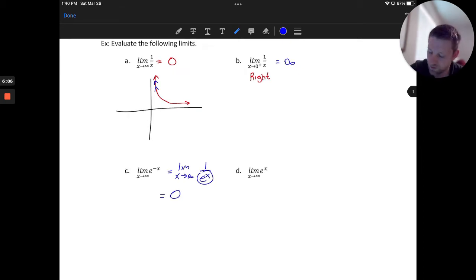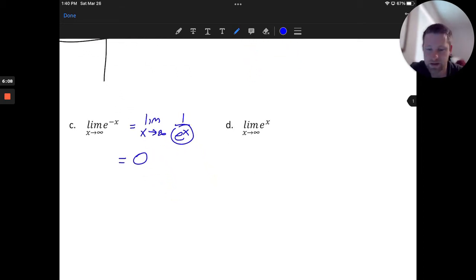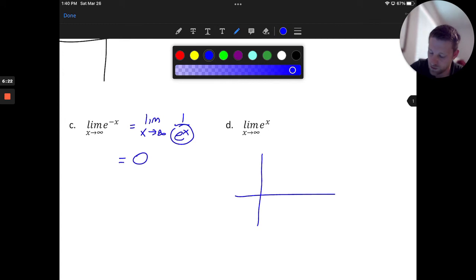The last limit we can take a look at is the limit as x approaches infinity of e to the x. Well, again, here we can say e to the x itself is just an increasing function. We can even draw that exponential function.